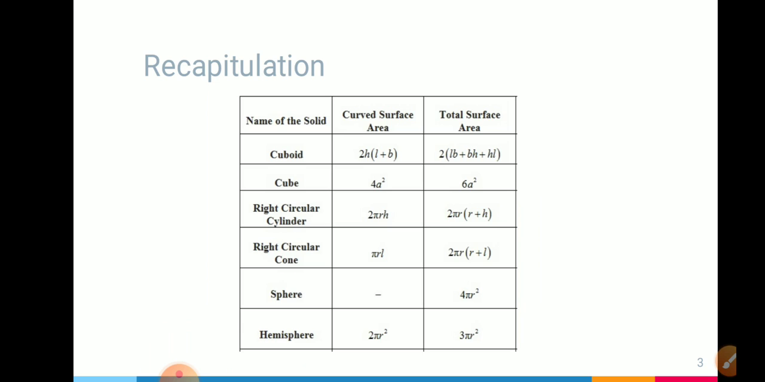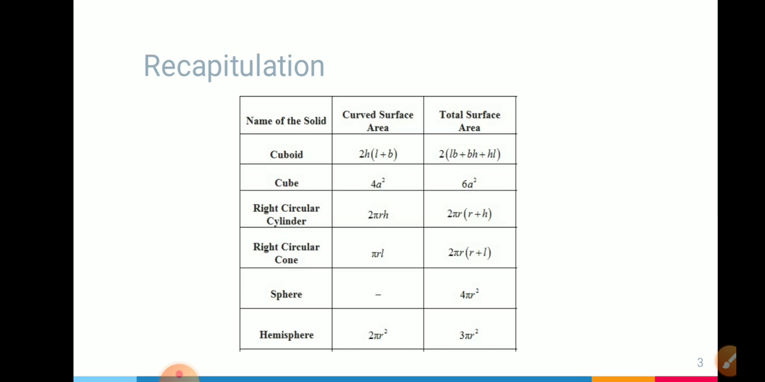A cube has curved surface area as 4a square and total surface area as 6a square. For a right circular cylinder, the curved surface area is 2 pi rh and the total surface area is 2 pi r (r + h). For a right circular cone, the curved surface area is pi rl and the total surface area is pi r (r + l).